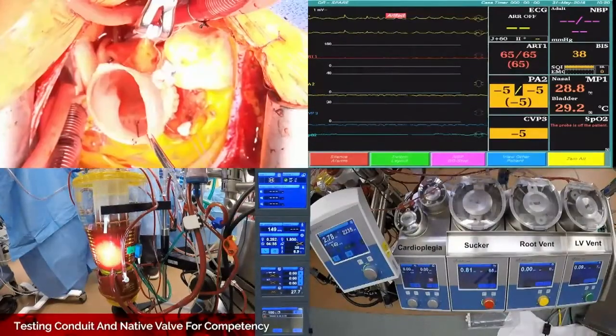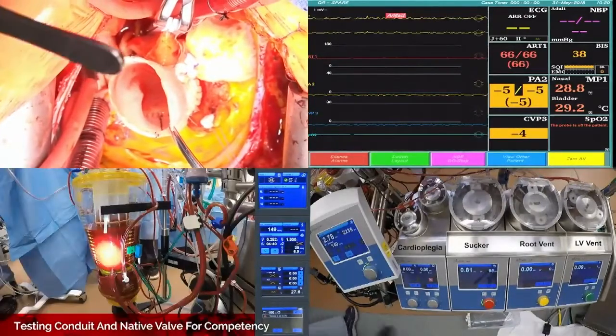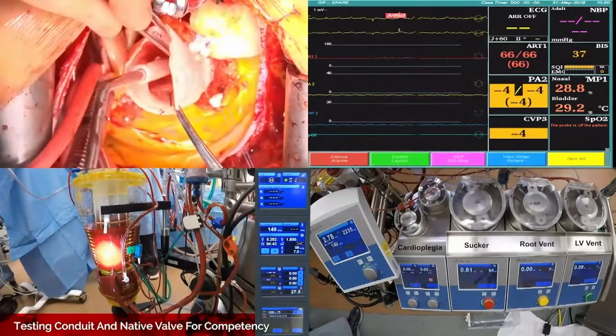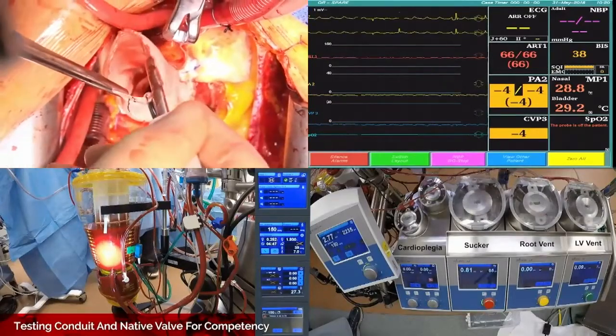Where is the LV vent right now? Took it out. Okay, all right. So I washed the ventricle out, tried to get as much blood out as possible so I could see the leaflets, and then started squirting saline in to get a clear view of it. So again, I want to test it again. I'm going to suck all the blood out.